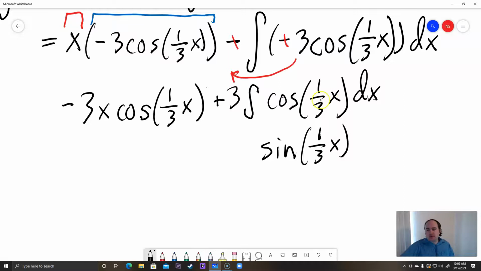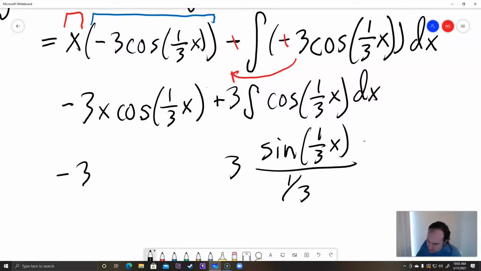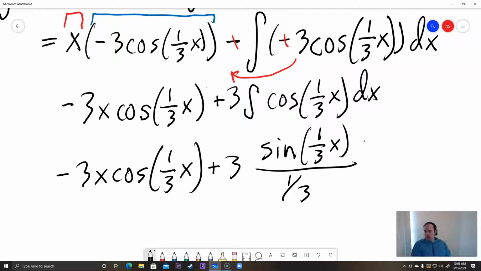And when you're doing u substitution like this, you end up dividing by whatever factor was on the inside of your function. So we're going to end up dividing by 1/3 here, and we still have a 3 out front. Over here we still have a negative 3x cosine of 1/3 x. Now I'm getting close to the end of the problem, and I need to remember that this is an indefinite integral, so I'm going to go ahead and start writing my plus c so I don't forget.